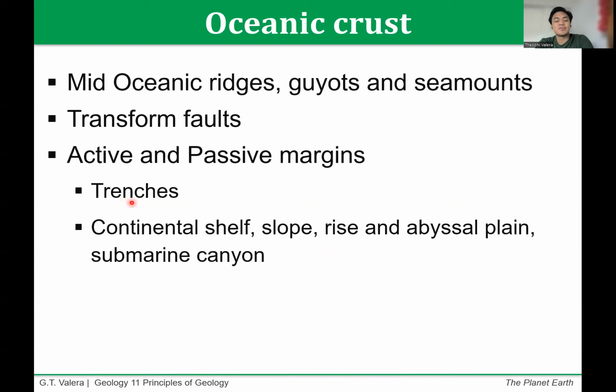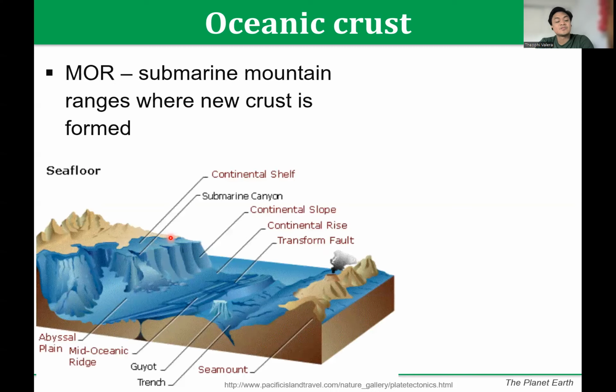Yan. And then, yung areas naman na walang collision are what we refer to as passive margins. Sa continents, we have the continental shelf, slope, rise, and abyssal plain, followed by submarine canyon. So this is how they look like. This is basically the beach, yung continental shelf. Dito tayo nangingisda, dito yung mga coral reef, so dito yung swimming area. Lahat yan nangyayari dito sa continental shelf.